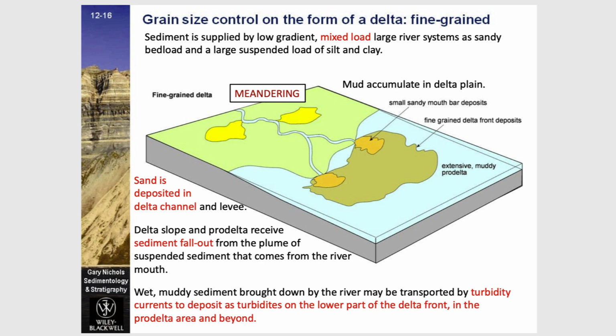Remember, the sand will be deposited dominantly in the delta channel and in the levees, and then there is a sorting that occurs. Progressively moving away from the delta, we have what is called sediment fallout, which is dominated again by suspended load that derives from the river mouth and accumulates peripherally.